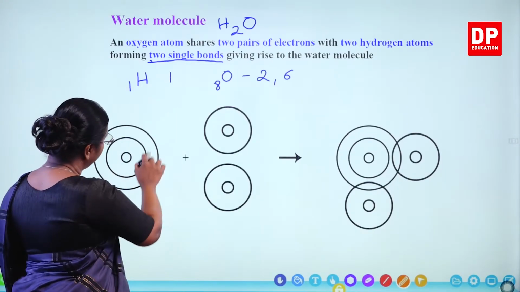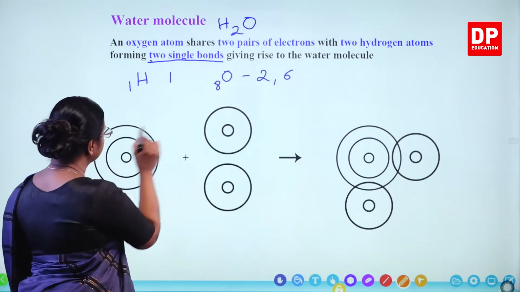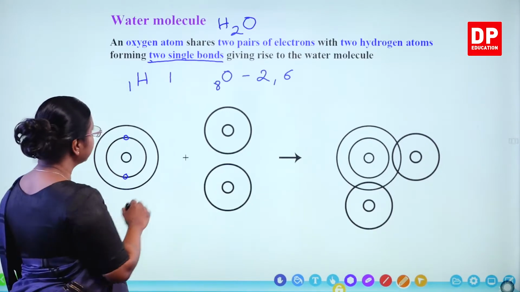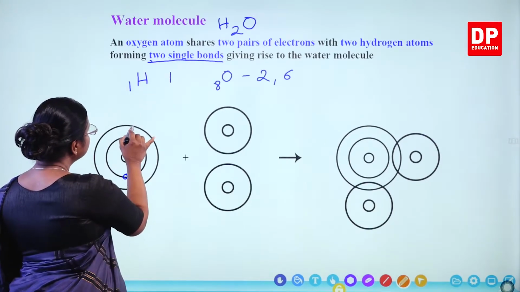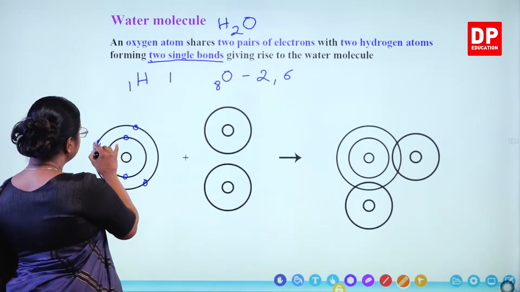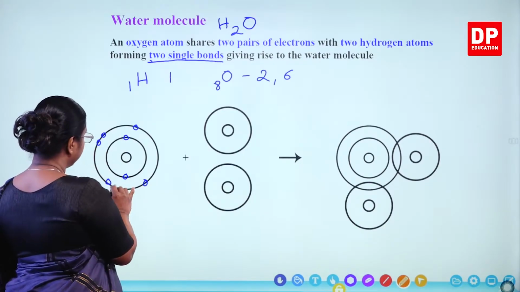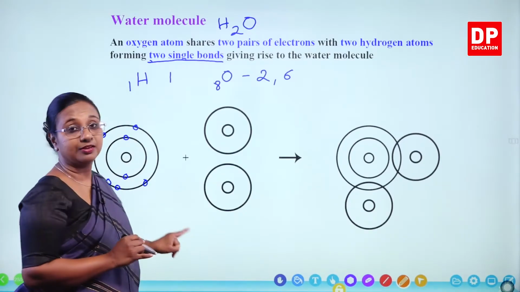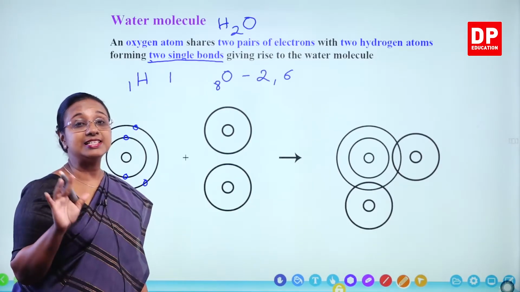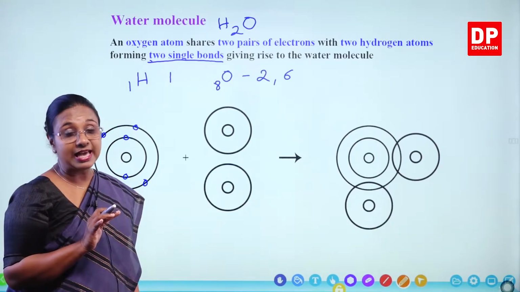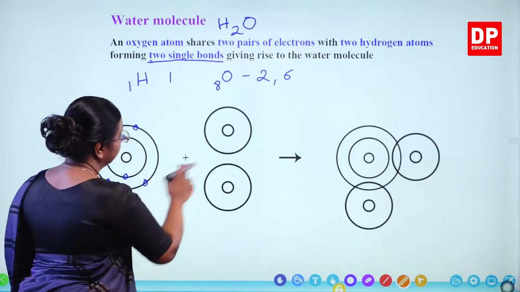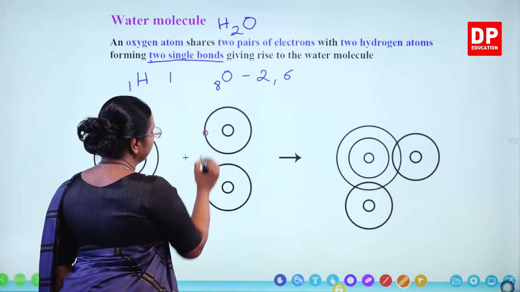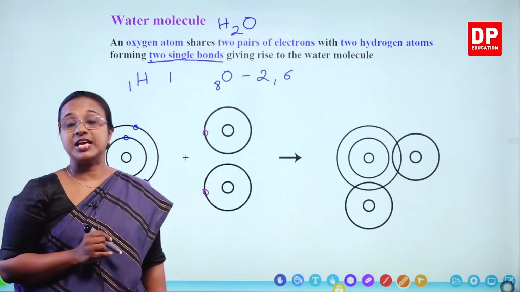So this is for oxygen. You can see the nucleus here, and if we fill the electrons, there are 2 electrons in the first energy level and there are 6 electrons in the second energy level. Now here can you see there are 6 electrons. We need to get 2 more electrons so that the second shell has 8 electrons like the noble gas neon. Then if we take hydrogen, hydrogen has only 1 electron in its first energy level.